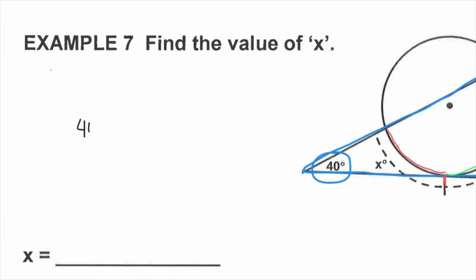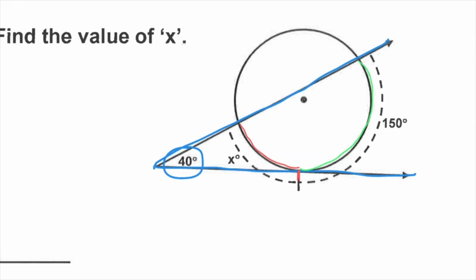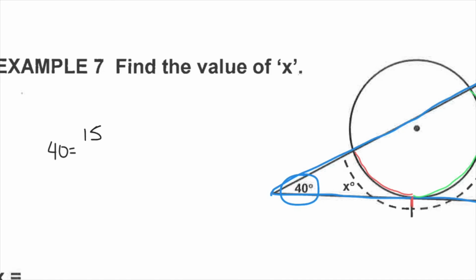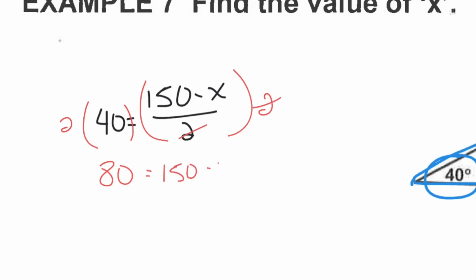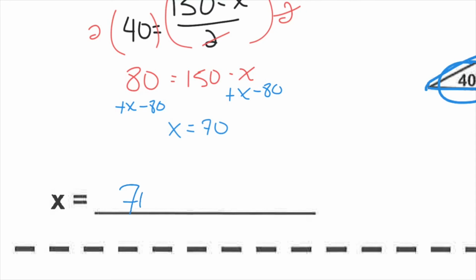So 40 equals, well, I want it to be the big minus small. So it looks like 150 minus x divided by 2. So we got to do a little algebra here. First, let's clear the fraction. Let's multiply both sides by 2. 2 times 40 gives me 80. That leaves 150 minus x. Now you can solve this however you want. You could subtract the 150 to both sides and divide everything by -1. You can move the x. So what I'm going to do is add x to both sides at the same time as I subtract 80. So the x moves over here and I end up with 70. So x is 70 degrees.